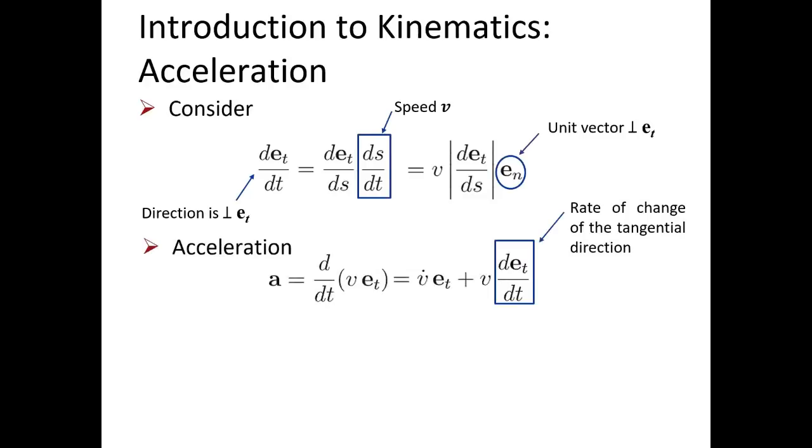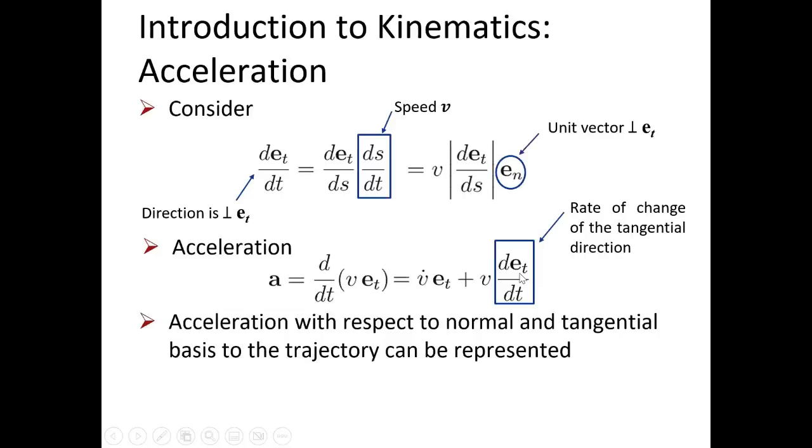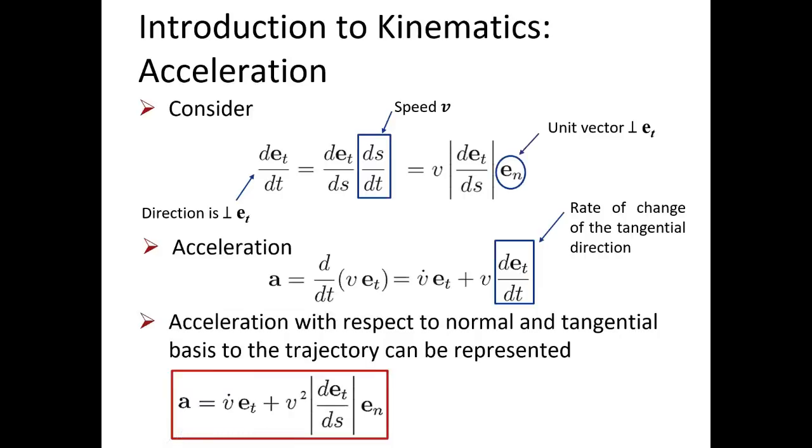And the acceleration, of course, we earlier found is this one. So this is the tangential part, plus the rate of change of tangential direction, det over dt, which we just found over here, and you can plug this in here. That is, you will get acceleration equals v dot et plus v squared det over ds into en, that is the normal direction. So this is the tangential direction, and that is the normal direction.